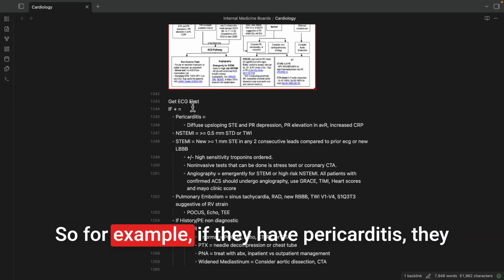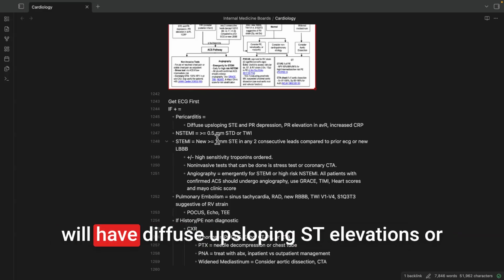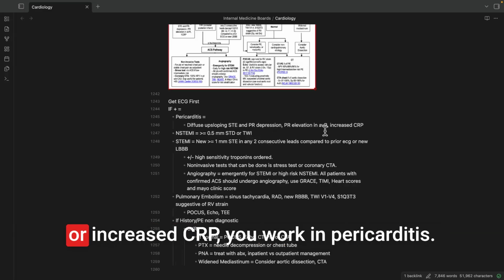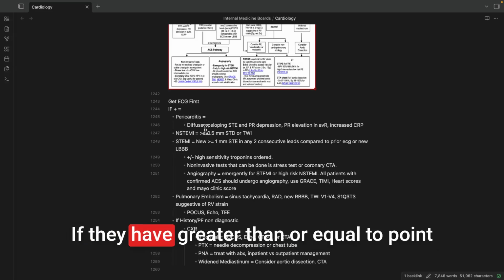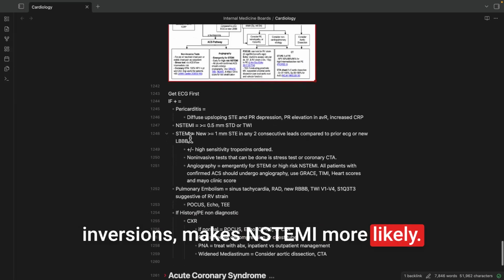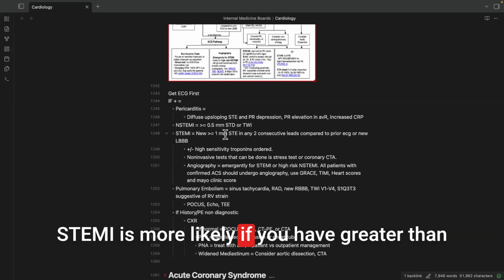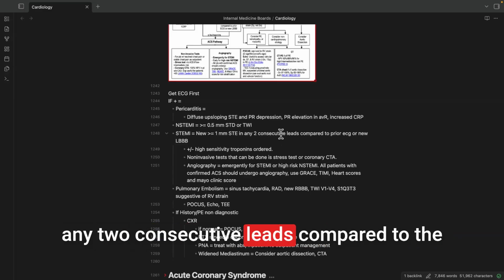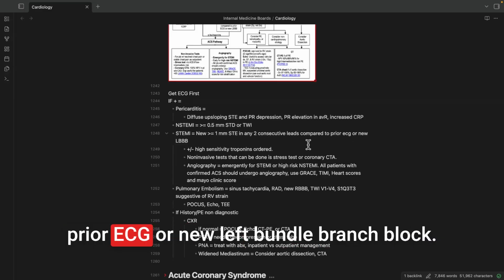So, for example, if they have pericarditis, they will have diffuse upsloping ST elevations or PR depression, and PR elevation in aVR, or increased CRP; you work up pericarditis. If they have greater than or equal to 0.5 millimeters ST depression or T wave inversions, it makes NSTEMI more likely. A STEMI is more likely if you have greater than or equal to 1 millimeter ST elevations in any two consecutive leads compared to the prior ECG, or a new left bundle branch block.